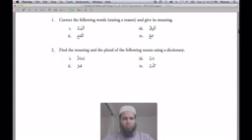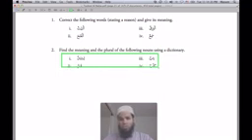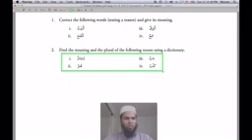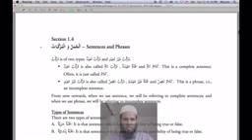Next, number 2. Find the meaning and the plural of the following nouns using a dictionary. Bustanun, garden, a garden. Basatinu, many gardens. Number 2, qamar, a moon. Aqmar, many moons. Number 3, bab, a door. Abwab, many doors. Kalb, a dog. Kilab, many dogs.